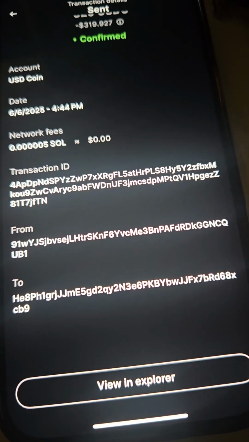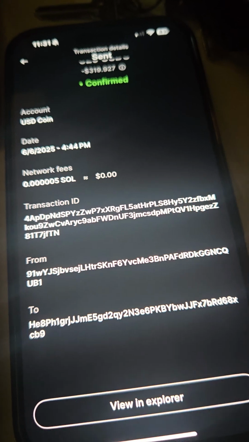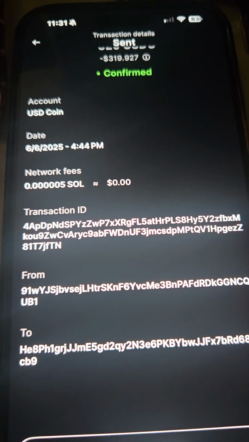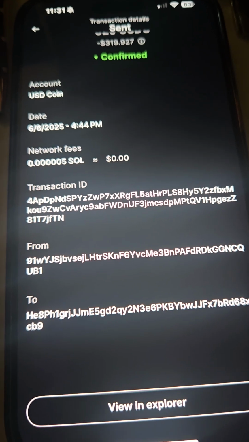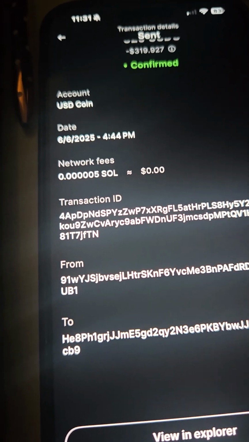But you cannot use this address to take any money from me. You can't ever hurt me with any of this information. That's why I can show you the transaction ID. I can show you the wallet that it comes from. I can show you the wallet it's going to. This is the security of crypto.